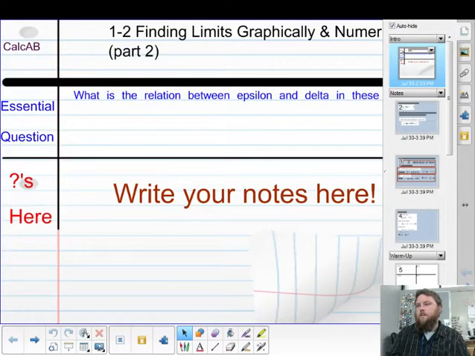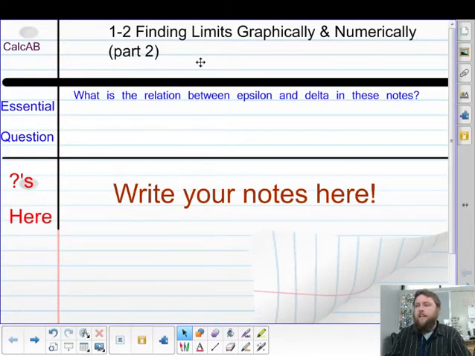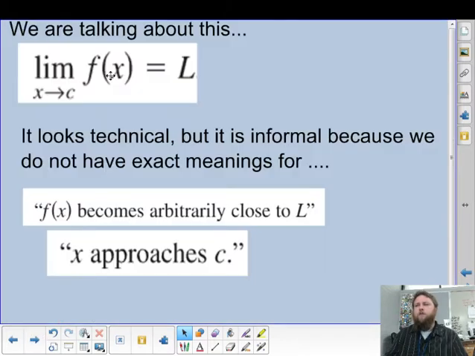Welcome, Calculus AB. This is section 1-2, finding limits graphically and numerically, part 2. The essential question is, what's the relation between epsilon and delta in these notes? Let's begin. So we've seen this notation before.